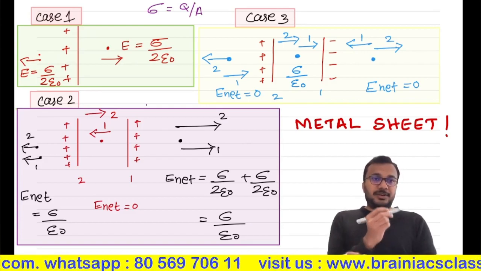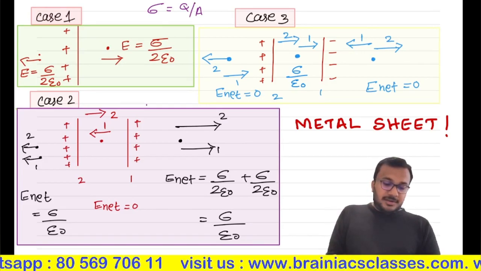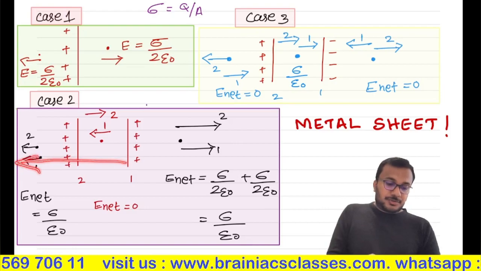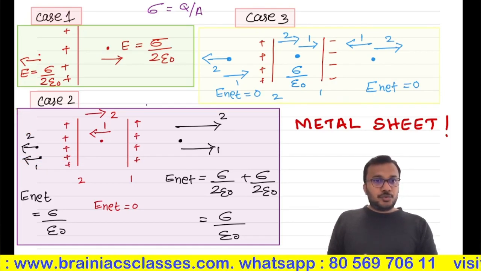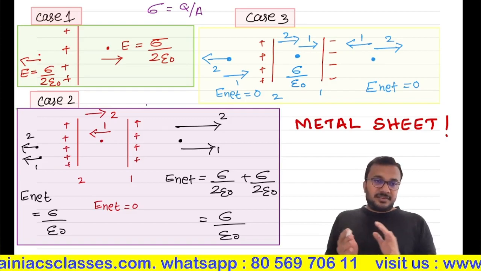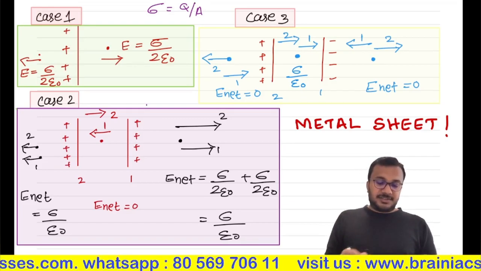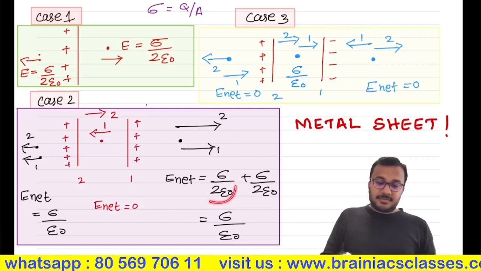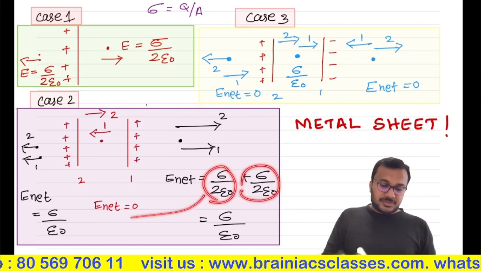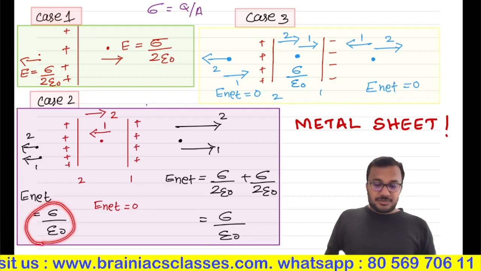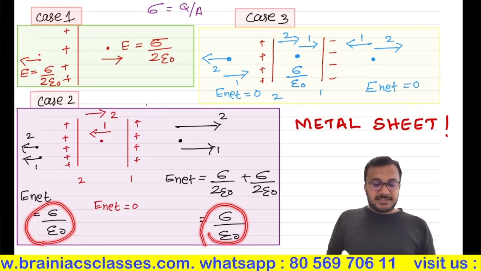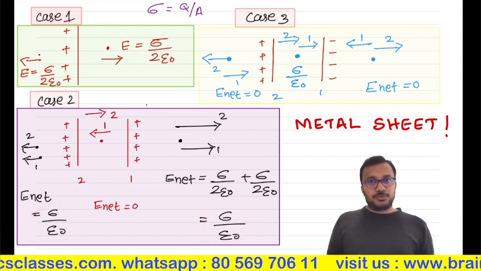Left side also we look into. Because of sheet 1, electric fields are going away. Because of sheet 2, electric fields are going away. So we have 1 and 2, two electric fields going in the same direction, but towards the left side. So E net is again sigma by epsilon 0. The same thing will come on the left side also: sigma by epsilon 0 on the right side, sigma by epsilon 0 on the left side, and the middle is equal to 0.